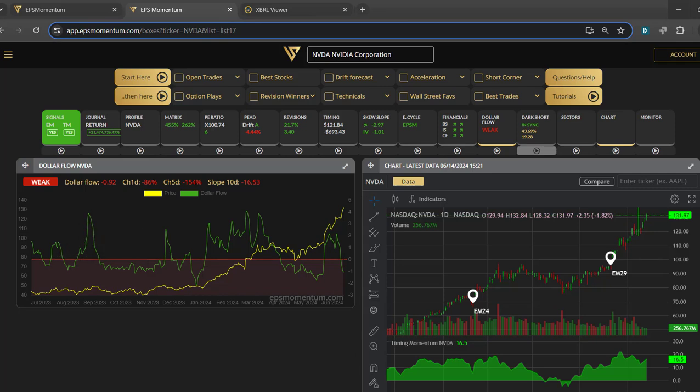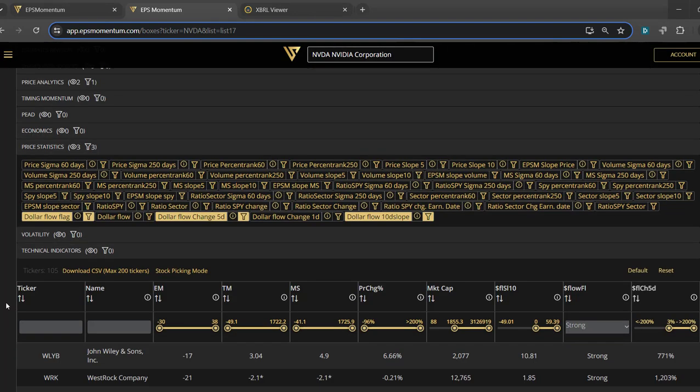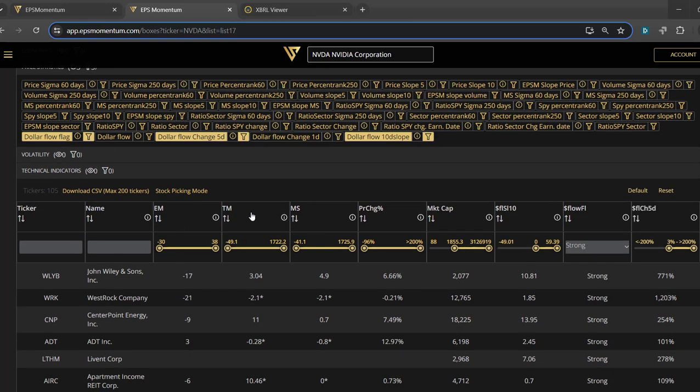So you have the change 1 day, change 5 days, the slope 10 days, and with all these analytics, you can play around with the screener down there. So in the screener, you can go into price statistics, and then along with the EM and TM and so on, you can bring in your dollar flow flag, which is either strong or weak. So we can choose strong, for example.